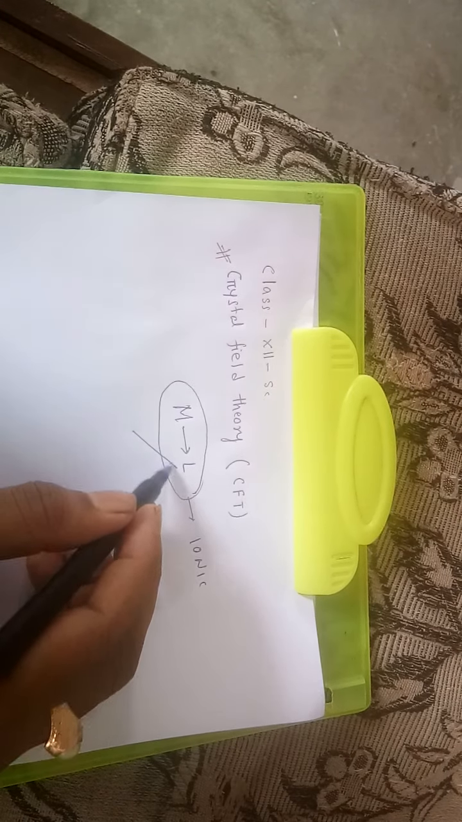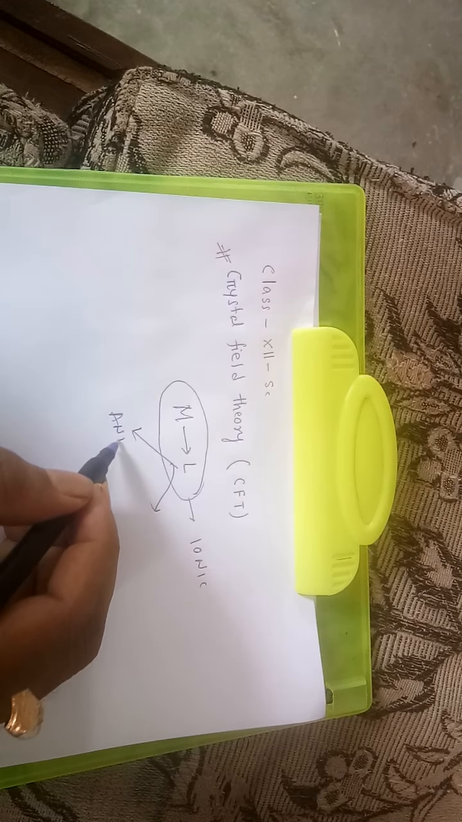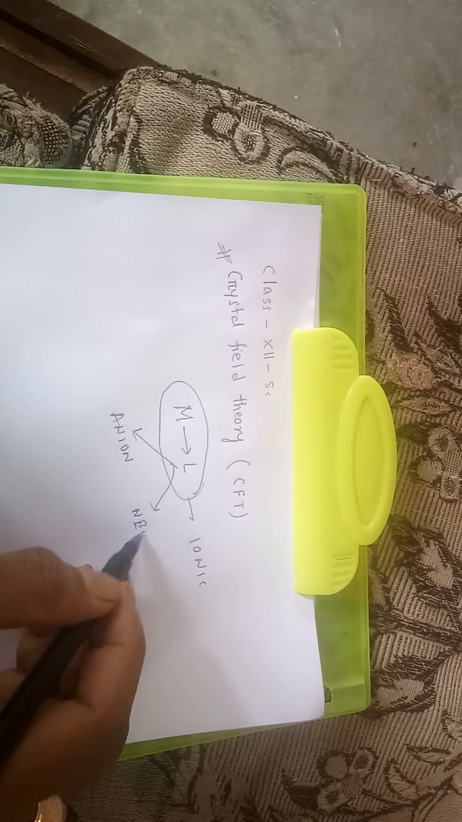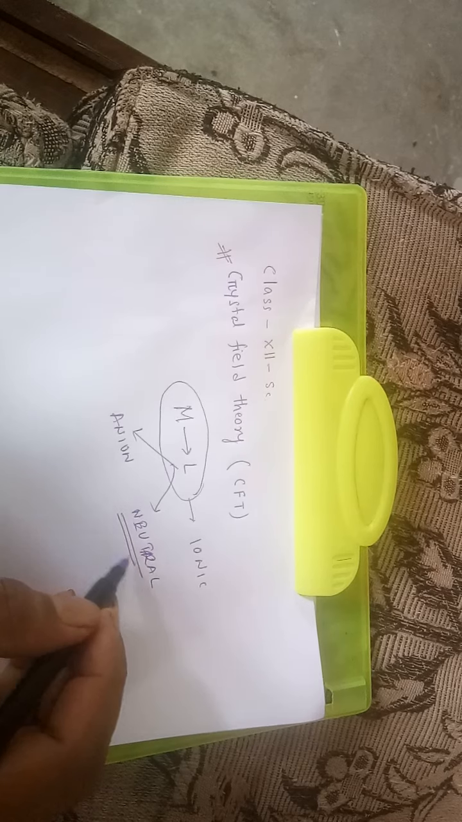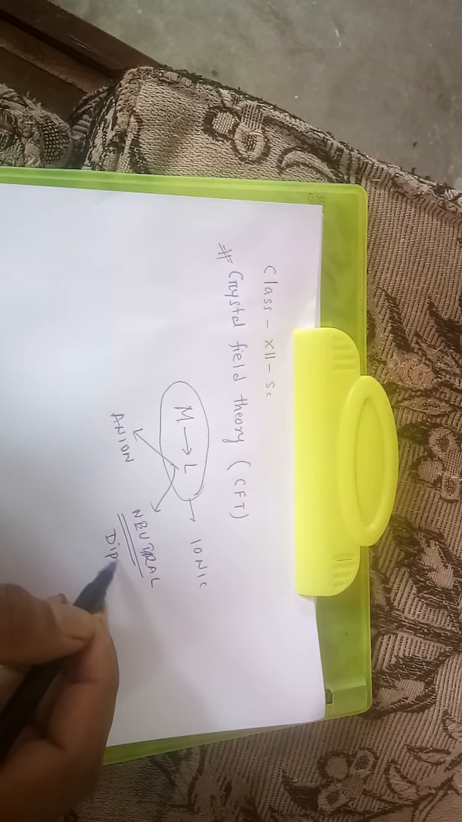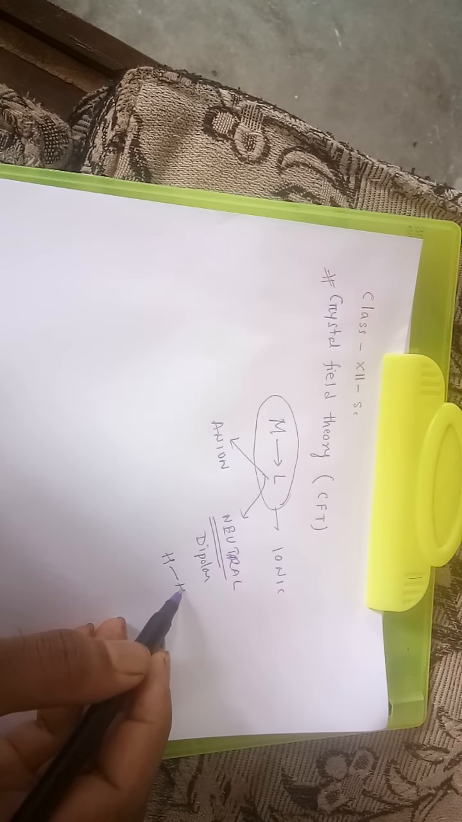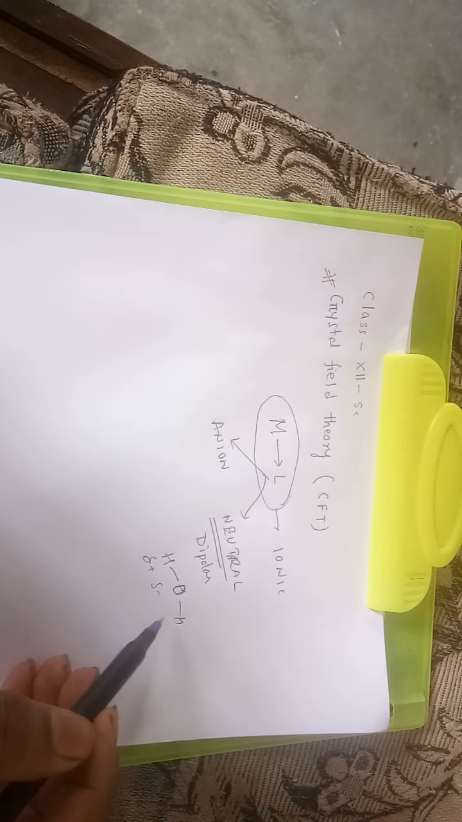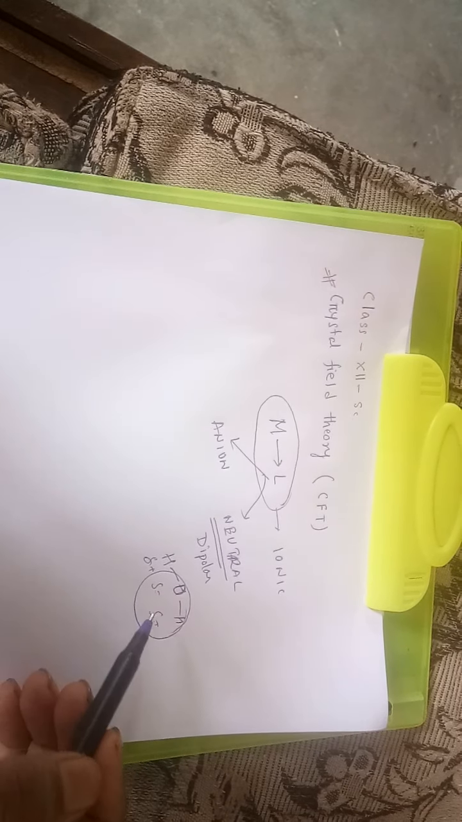And ligands are divided into two parts. Ligands are either anions or neutral. Neutral ligands are dipolar. For example, if I take H2O, this is positive, negative, positive. So that makes it dipolar, positive and negative.